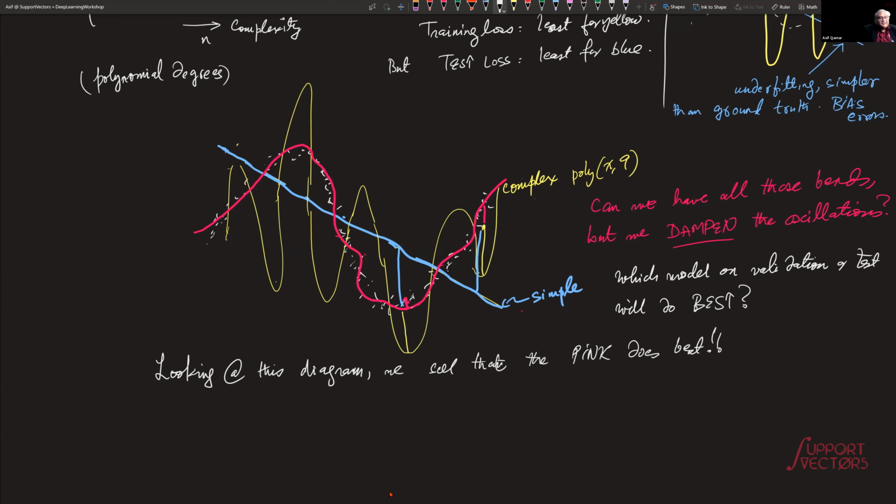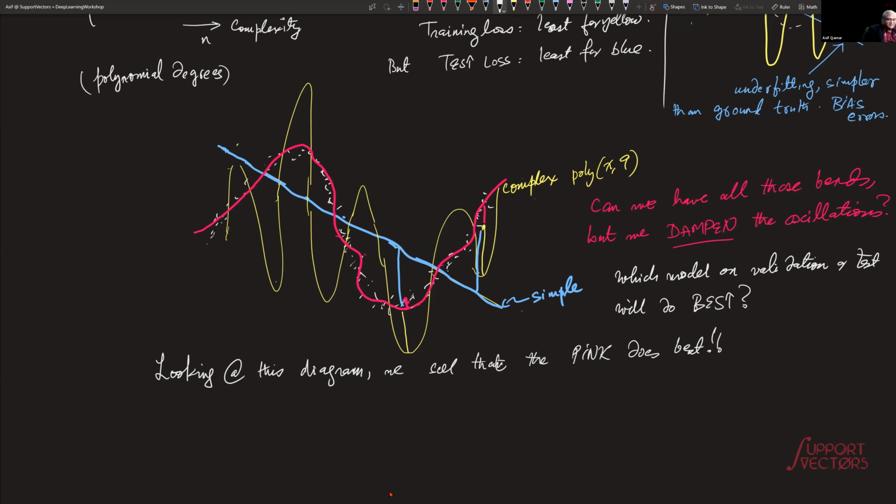Except that if you look at the pink, it is pretty complex, isn't it? Pink is complex, but we have dampened the oscillations in pink. Right? So we learn a lesson from that. If somehow we take a complex model, but we can dampen the oscillations, we actually might end up with the best model, isn't it? It doesn't matter. We can start with a complex model, but we just need to dampen the oscillations. So far, so good, guys? That's the lesson to learn.